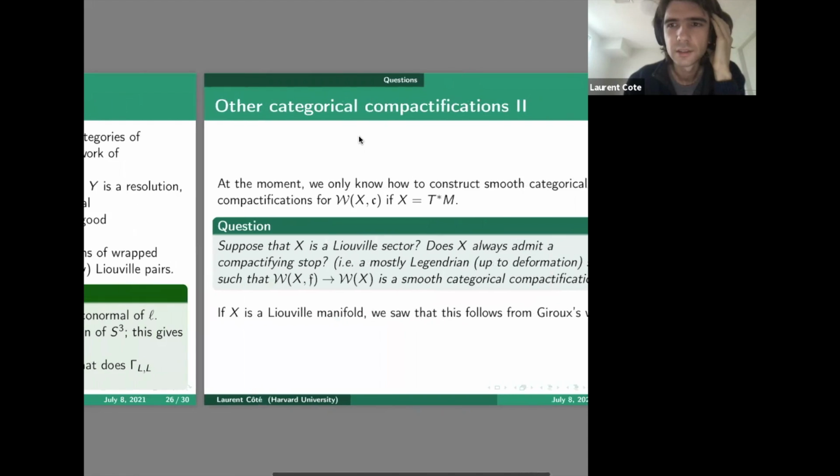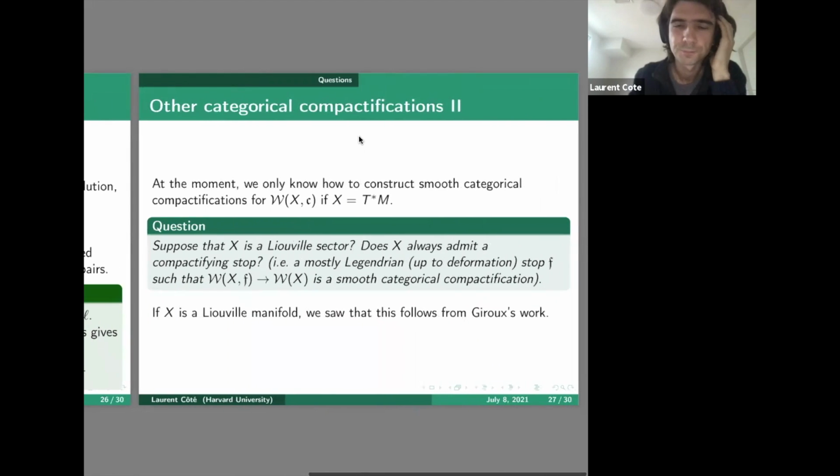actually runs into some geometric questions. If you remember from the early slides, I was focusing on these compactifications coming from open book decompositions of the ideal boundary of the Liouville manifold. And we have this wonderful theorem of Giroux, which tells us that these always exist. So if you have a Liouville manifold, you can always find a smooth categorical compactification by fixing an open book on the ideal boundary and taking your compactifying stop to be the one given by a page of this open book. Unfortunately, if you take a Liouville sector, you can't do this.